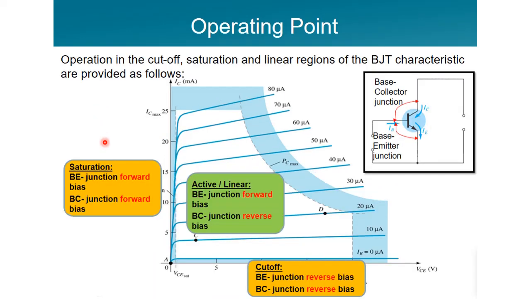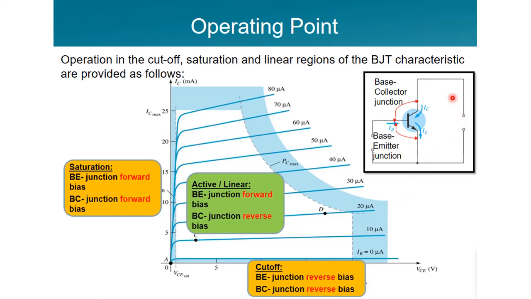Operation in the cutoff, saturation and linear region of the BJT characteristic are provided as follows. For the saturation region, the base emitter junction is forward bias and base collector junction is forward bias. For the active linear, the base emitter junction is forward bias and the base collector junction is reverse bias. The cut-off region, base emitter junction is reverse bias and base collector junction is reverse bias.